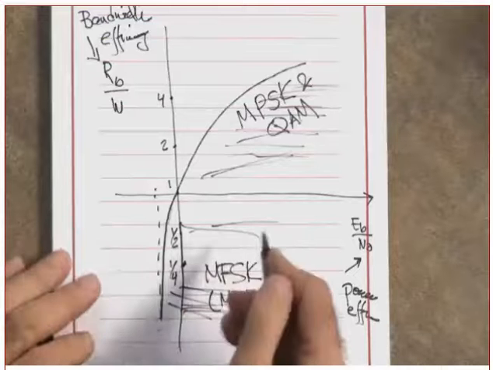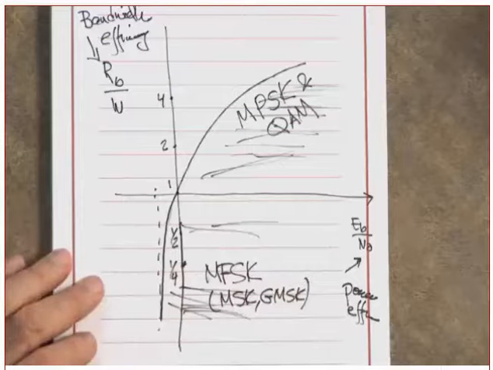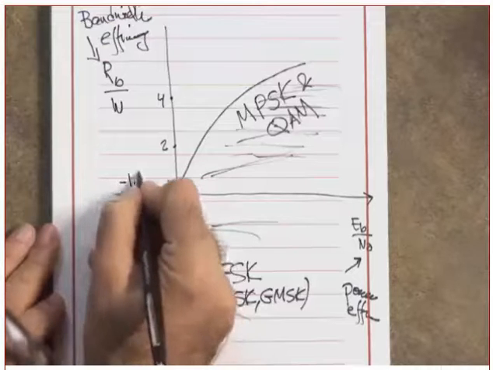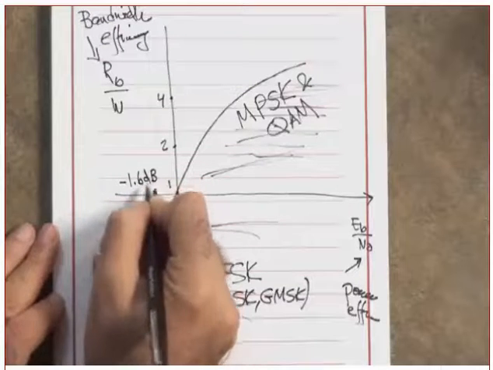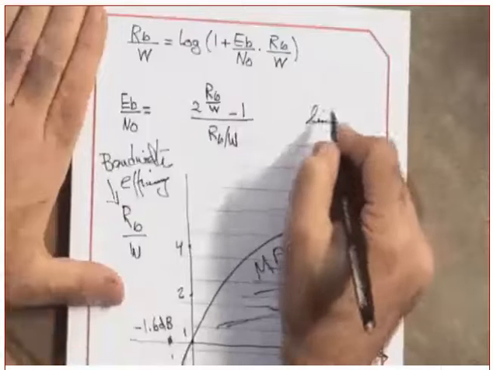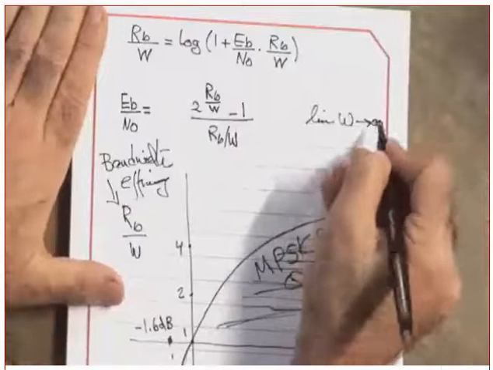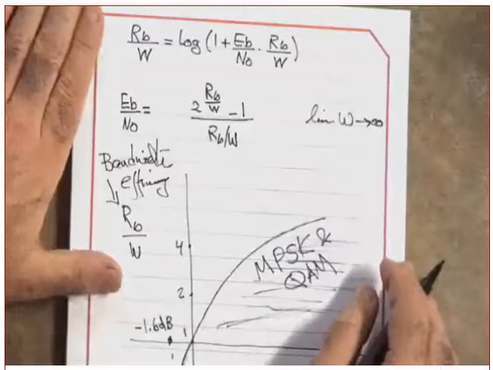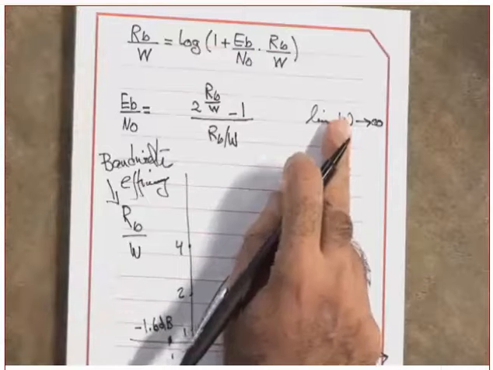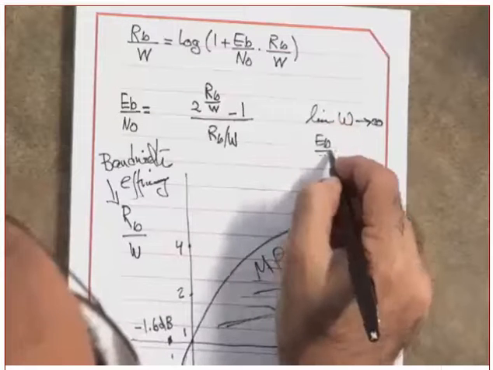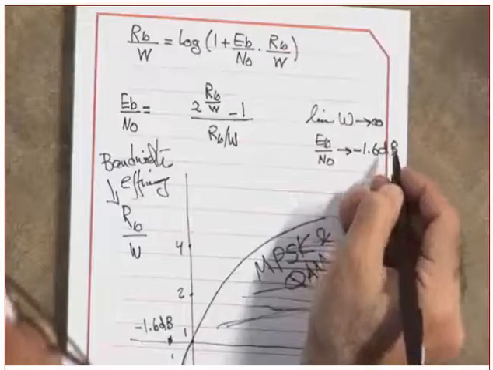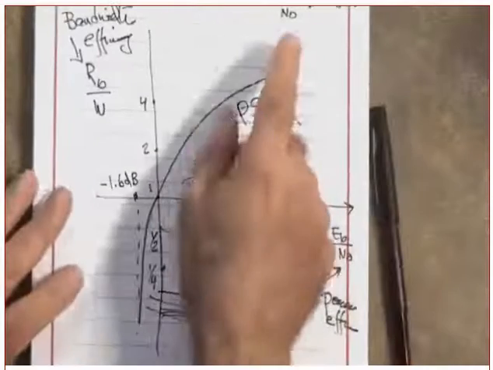What is the ultimate number here? Can you tell me what is the ultimate number? The ultimate number is this point, which is minus 1.6 dB. If you take the limit as W approaches infinity, which means what bandwidth? Infinite bandwidth. Realistic or not realistic? Not realistic, but that's in the limit. He shows us that EB over N0 approaches minus 1.6 dB. Strange enough, really strange.